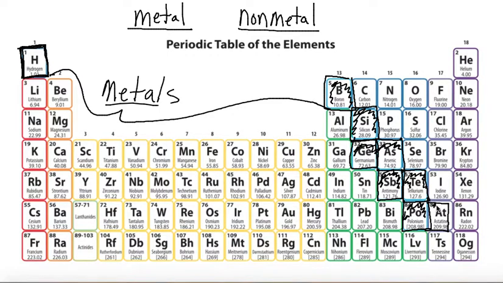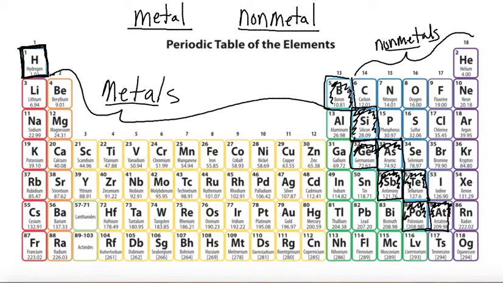But what about these elements here that are on this staircase? What about these guys here? In fact, I'm going to make sure I label this too: non-metals. All of these are non-metals. What about these guys here along this staircase? Are they metals or are they non-metals or are they neither? Are they nothing and they're just the dividing line between these two things?